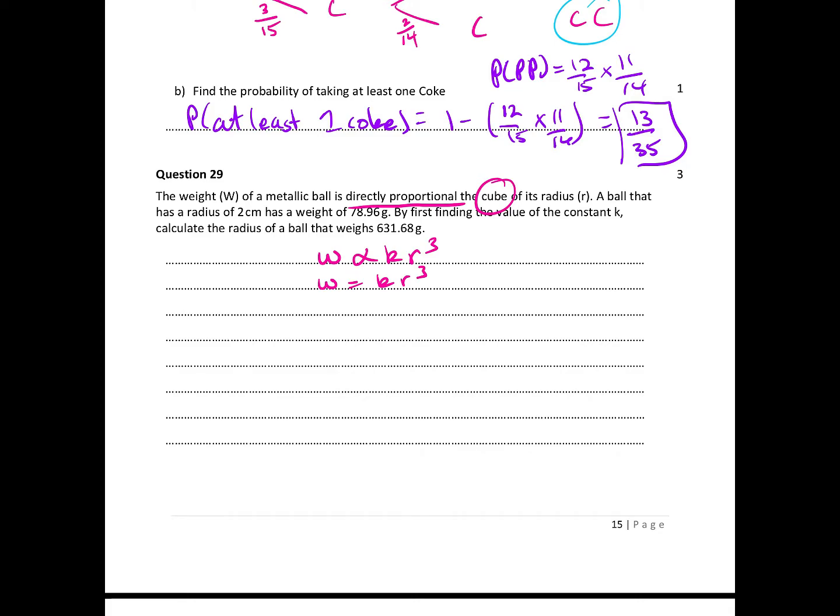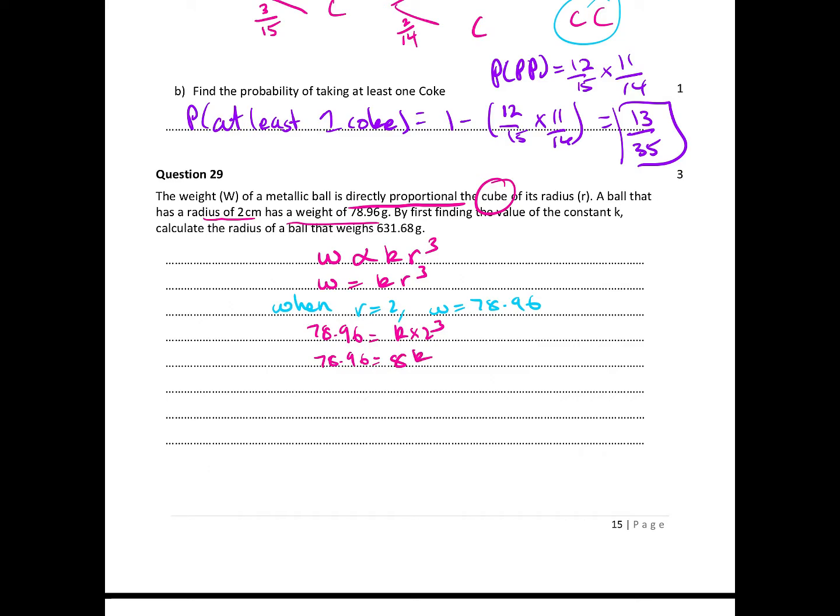I've got a ball that has a radius of 2 and a weight of 78.96. I've been given a condition there. By first finding the value of the constant k, calculate the radius of the ball that weighs 631.68 grams. So using our condition for when r is equal to 2, w is equal to 78.96, let's solve that. I've got 78.96 is equal to k times 2 cubed. That's 78.96 is equal to 8k.